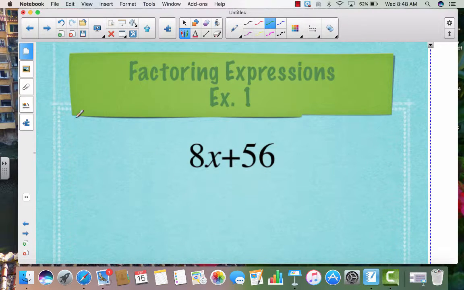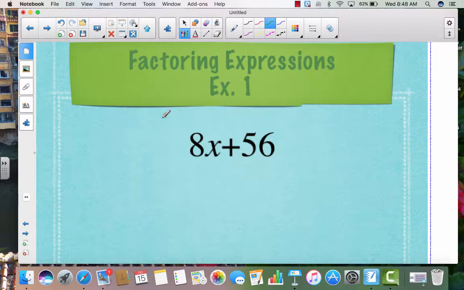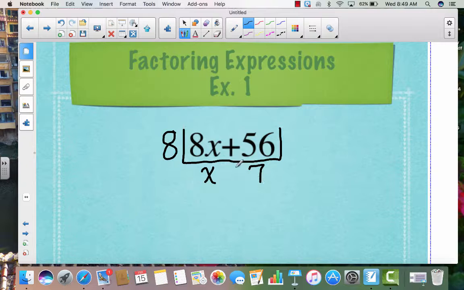So if you now go into box 1 on your note sheet, our first example is the expression 8x plus 56. If I factor 8x plus 56, again, I'm thinking, what's the biggest term that I can pull out of both of these? And that would be an 8. If I divide 8 out of 8x, I'm left with x. If I divide 8 out of 56, I'm left with 7. Looking at this layer of cake, x and 7 don't have anything in common. So 8 is my GCF.